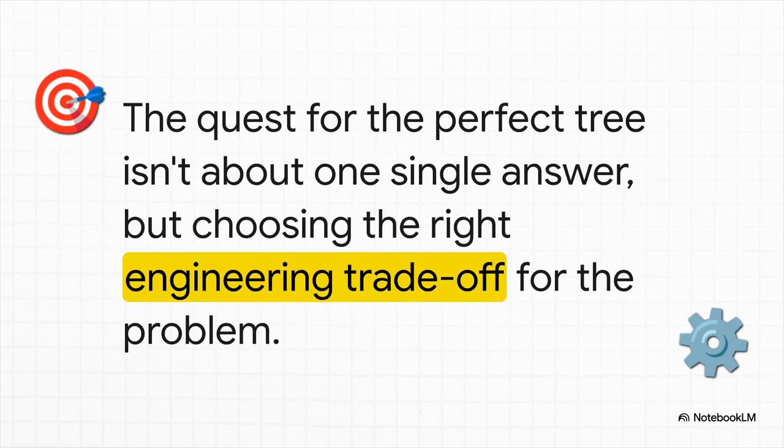And that's really the core lesson in all of this. In computer science, and really in all of engineering, there's almost never one single best answer for everything. The real quest for the perfect tree isn't about finding one ultimate solution. It's about deeply understanding the problem you're trying to solve so you can choose the tree and the trade-offs that are right for that specific job.